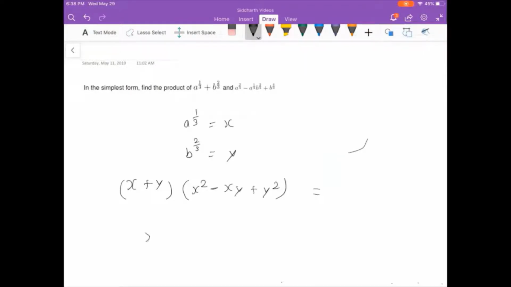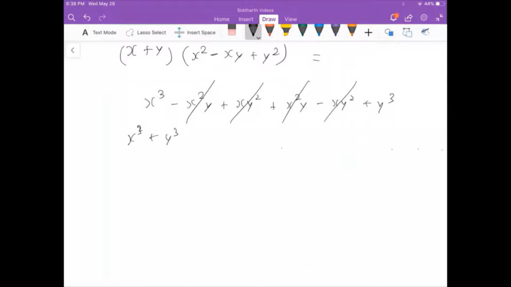Expanding this, we get x cube minus x squared y plus xy squared plus x squared y minus xy squared plus y cube. So the x squared y's cancel out and the xy squares also cancel out, leaving us with x cube plus y cube. Replacing back into the equation, we get a to the power of 1 by 3 whole cube plus b to the power of 2 by 3 whole cube equal to, which is the same thing as a plus b squared.